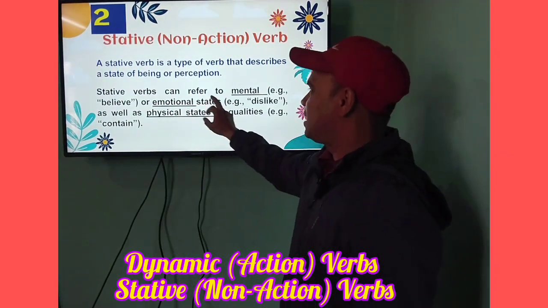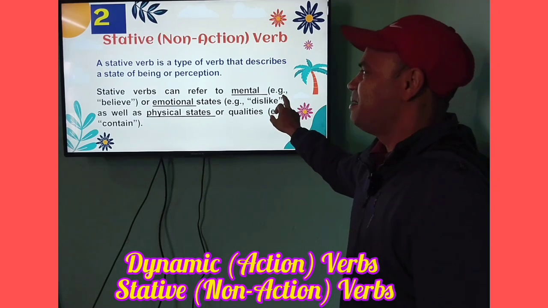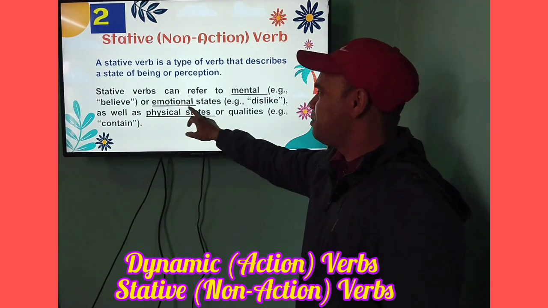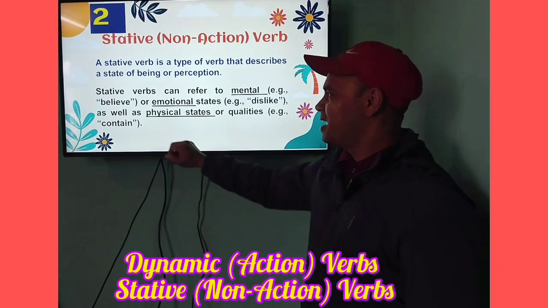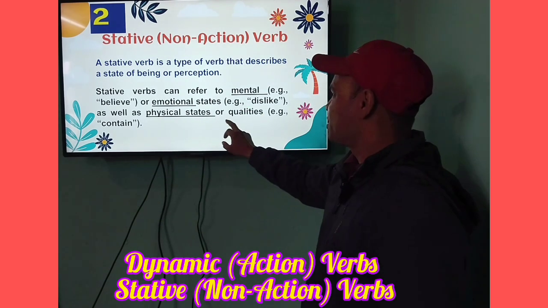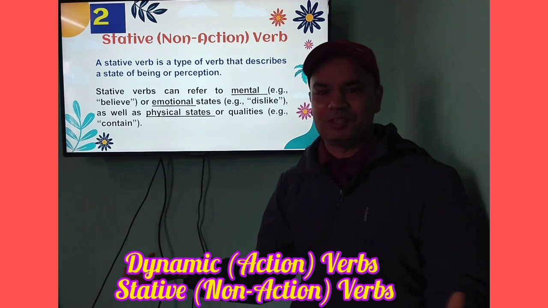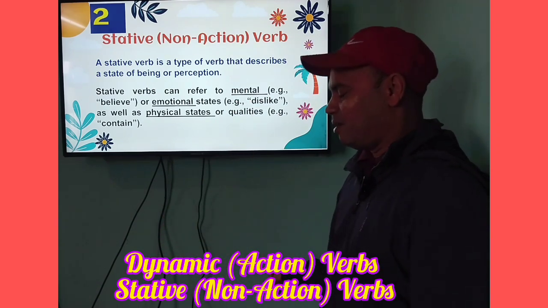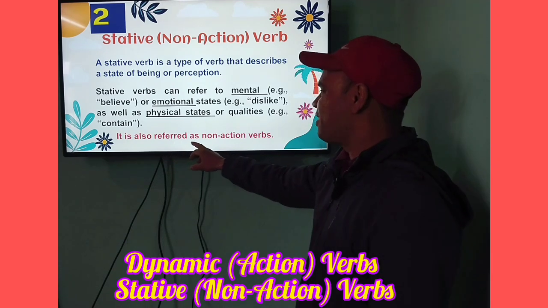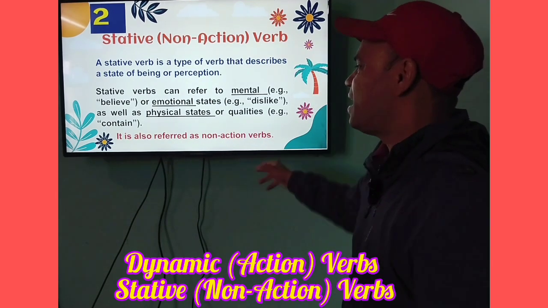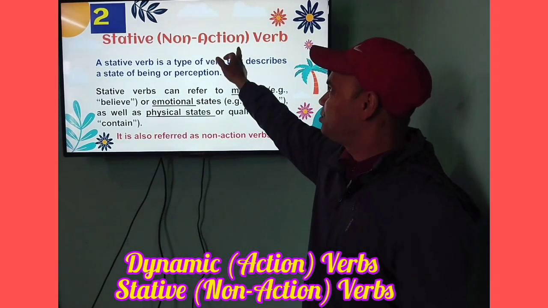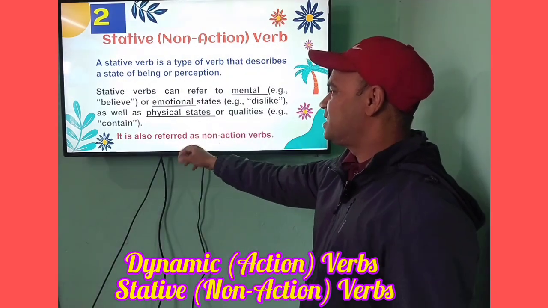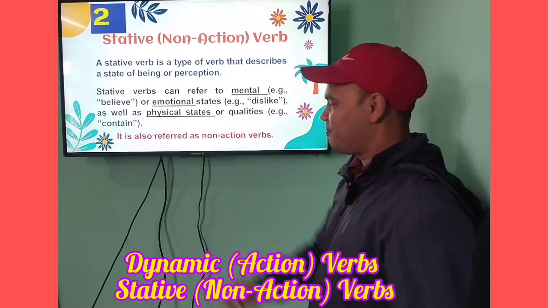And stative verbs can refer to a mental state, for example, believe, or emotional states, for example, dislike, as well as physical states or qualities such as contain. So these are the basic things about stative verbs. And it is also referred to as a non-action verb. Sorry, a stative verb is referred to as a non-action verb.